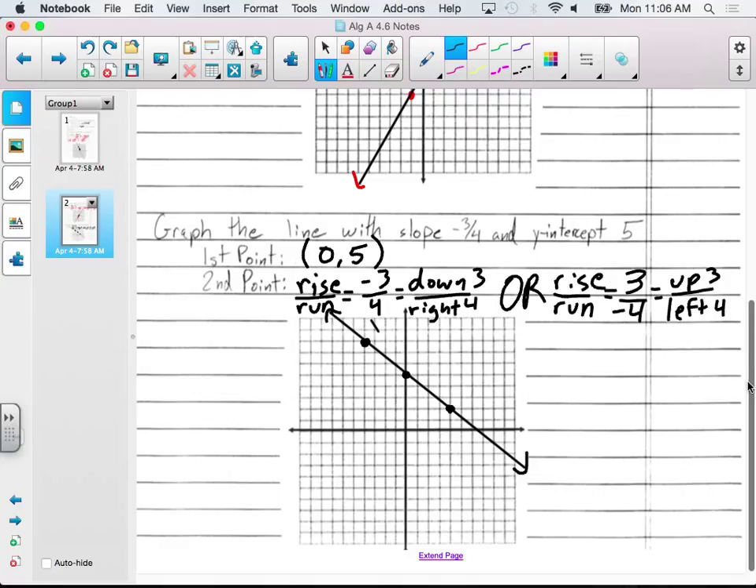All right, does anyone have any questions about what we're doing? Mr. Conlon, can slope always be written 2 different ways? 2 different rises over runs. Mhm. Okay, so do we expect them to do that? Yes, we do.